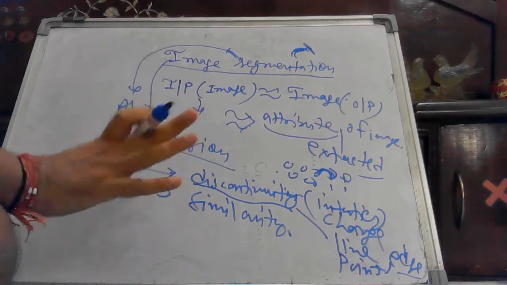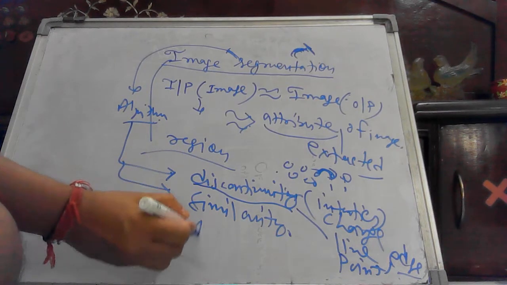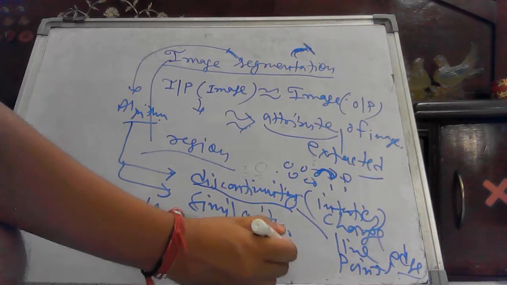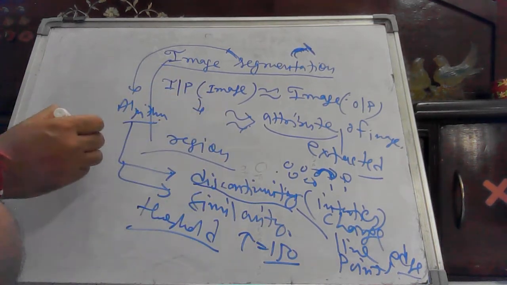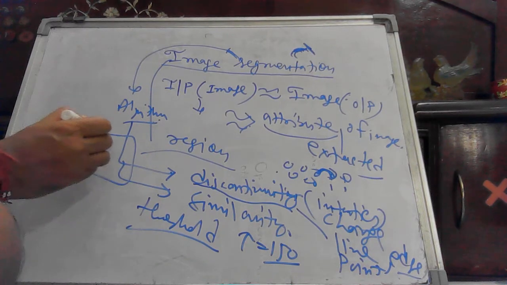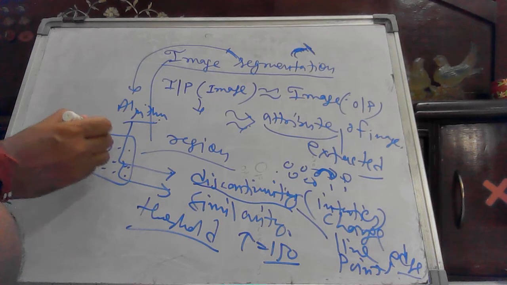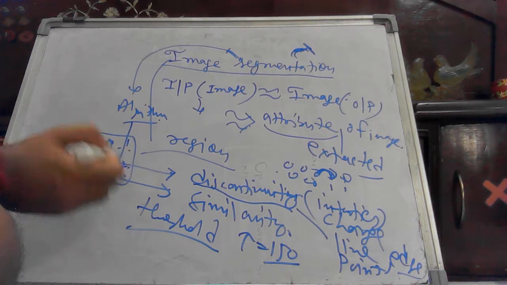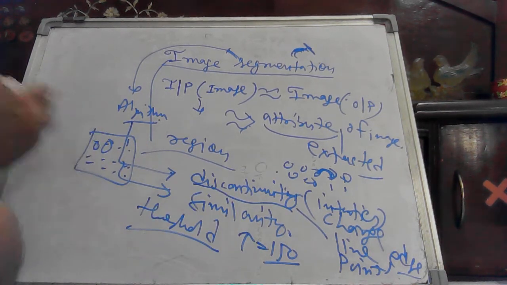Okay, let's say you have decided on a threshold criterion, and your threshold is 150. So what is your criterion? Whatever my image pixel intensities are, whenever the intensity value at any pixel point is greater than 150, I will mark that area as 1. And if it is less than 150, I will mark that area as 0.